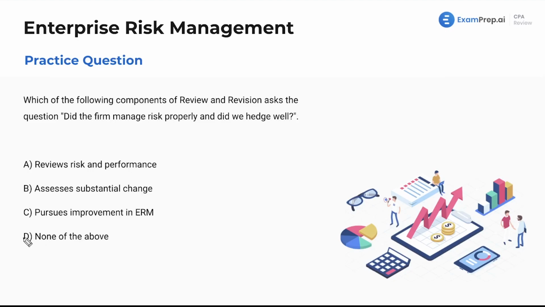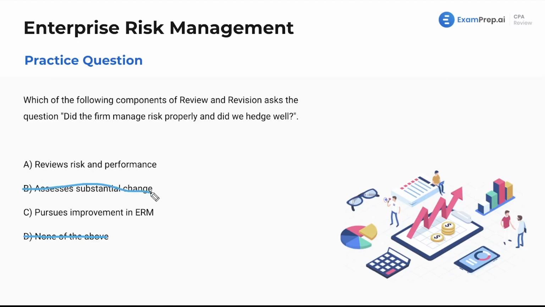Again, memorization based, so I'm not going to pick letter D. Okay. What about reviews, risk, and performance? I'm going to say that's the answer, but let's look at the others. Assesses substantial change. Not there. And again, this is memorization based, but if we think about this as well, did we manage risk and hedge well? Changes? Not really. This sounds like a better answer anyway.